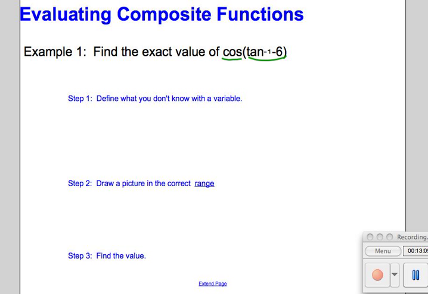Step 1, define what you don't know with a variable. The value that I'm looking for is not necessarily what I don't know. What I'm talking about is this inside value here. So tangent inverse of negative 6 equals theta. I'm defining that value as theta because I don't know what the tangent inverse of negative 6 will give me. I use theta because, remember, tangent inverse is asking for what angle has a tangent of negative 6.